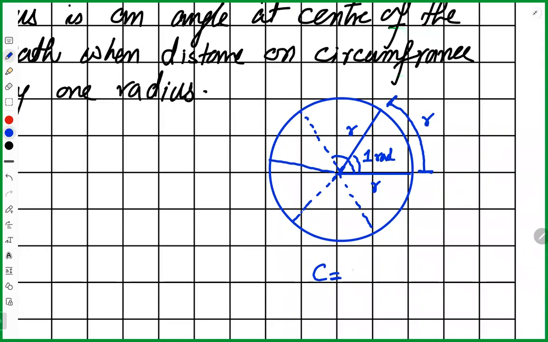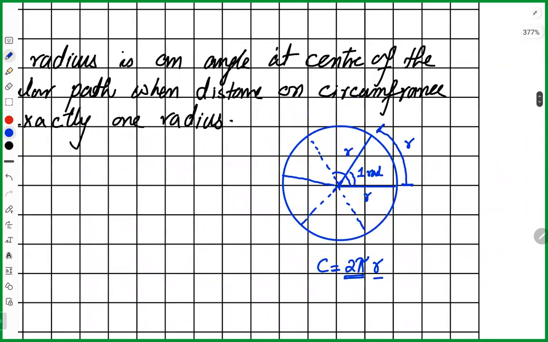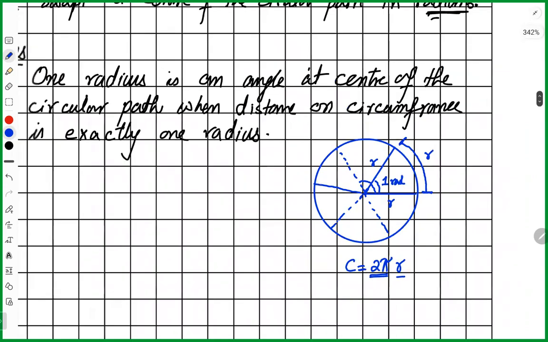The formula for circumference is 2 pi r. So there are 2 pi r's in one circumference. So that means how many radians are there in one complete circle? If each radius length makes 1 radian, then 2 pi radius will make 2 pi radians.